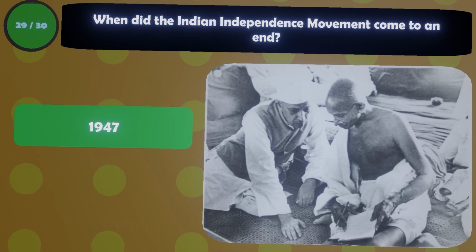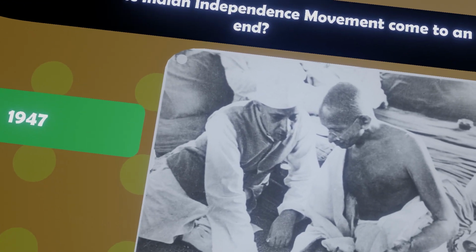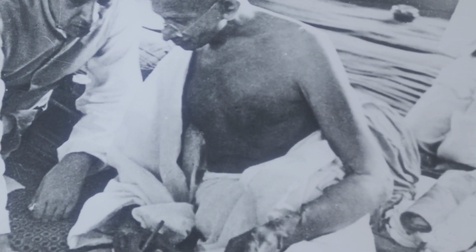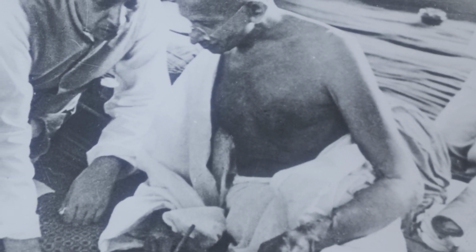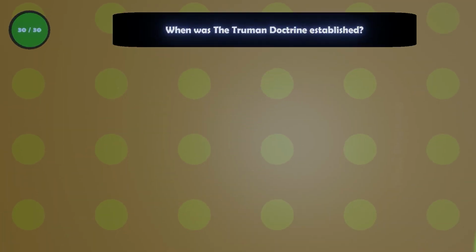It ended in August 1947 when India gained independence from British colonial rule through non-violent resistance and negotiations. When was the Truman Doctrine established?